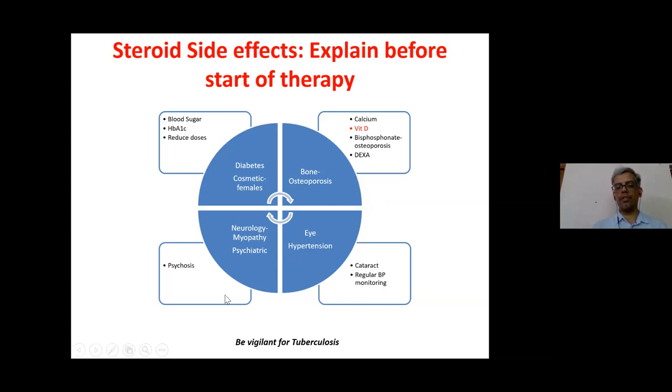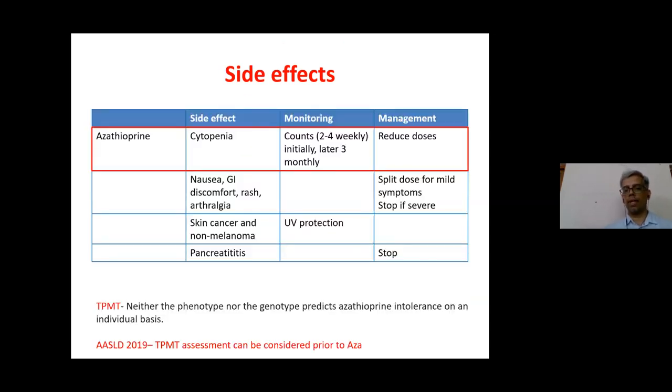Monitor for hypertension. Steroids increase your risk for developing hypertension. Eye symptoms, cataract, glaucomas need to be looked at. And another important side effect which we need to keep in mind is the development of psychosis and myopathy, which may occur with long-term steroids being given to such patients.